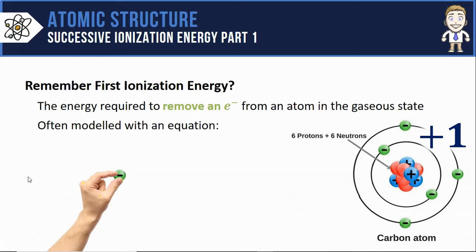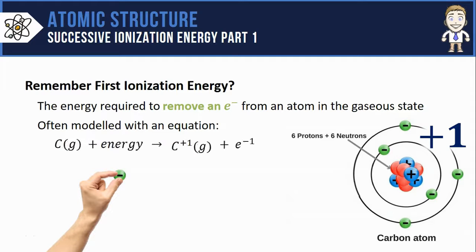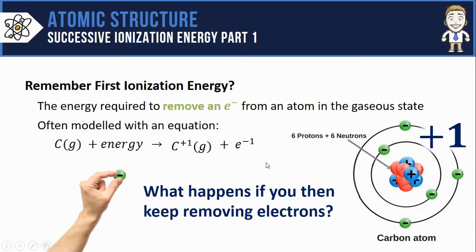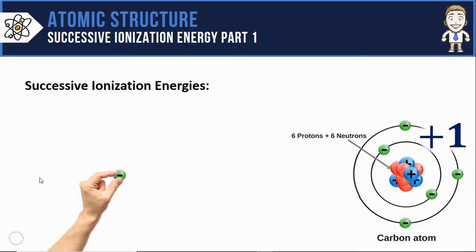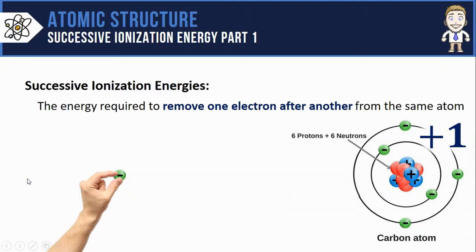To save time, we often model this process with an equation that shows the original atom, in this case carbon, the energy required to remove the electron. The atom changes to a +1 cation and the electron that has been separated and removed. In this video, we'll take a look at what would happen if you removed that first electron, but then kept on removing more. And this is what we mean by successive ionization energies. It's the energy required to remove one electron after another from the exact same atom.